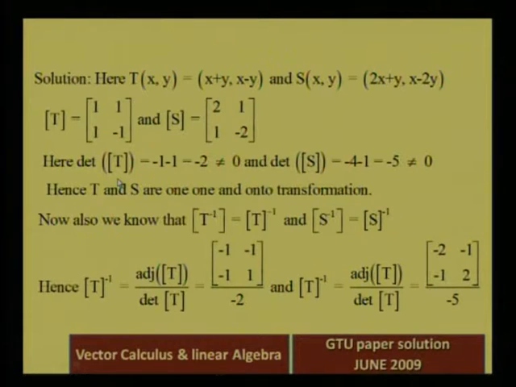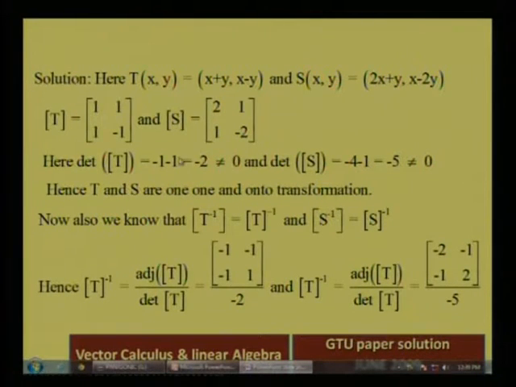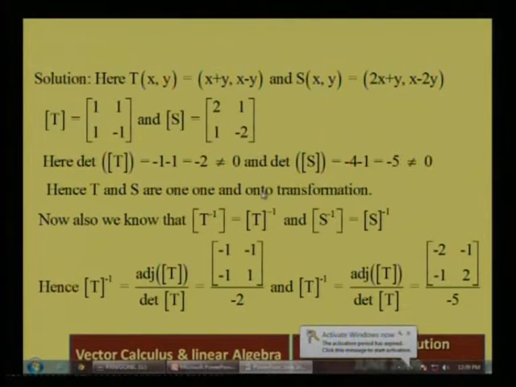Here, first of all we want to find the determinant of T. That is 1 into minus 1, that is minus 1, minus 1 into 1, that is minus 1, so minus 1 minus 1 is equal to minus 2, not equal to 0. And the determinant of S is equal to minus 4 minus 1, that is equal to minus 5. Okay, so if the determinant of the standard matrix is non-zero, we can directly say that the transformation is one-one and onto. The same process happens here.